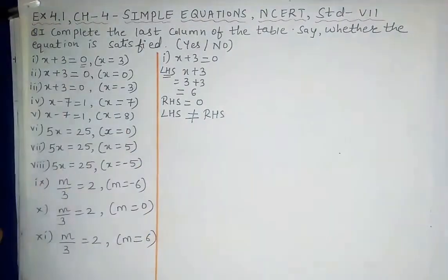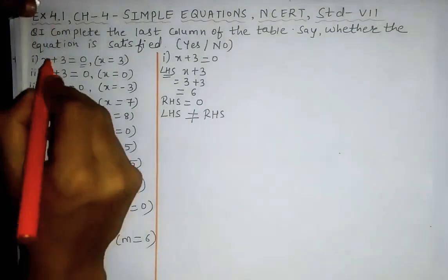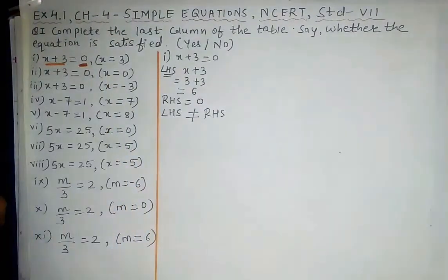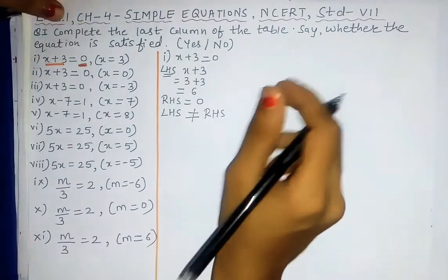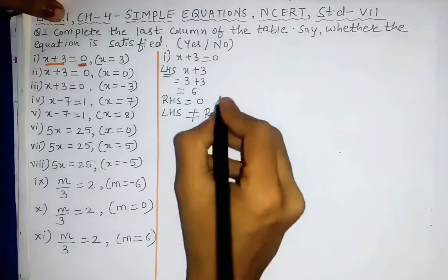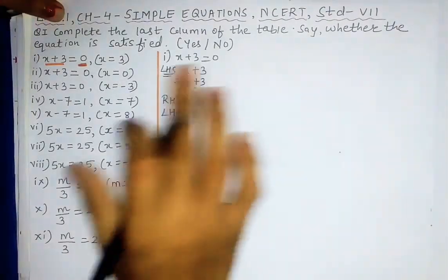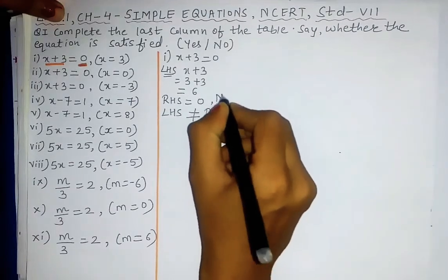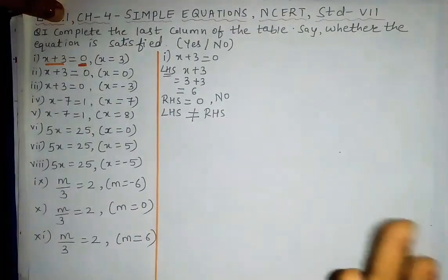This is our LHS part and this is our RHS part. So this answer we should get. If we are not getting it, then we have to write that this is not the correct value. So LHS is not equal to RHS, so this value does not satisfy the equation. So you will write no.